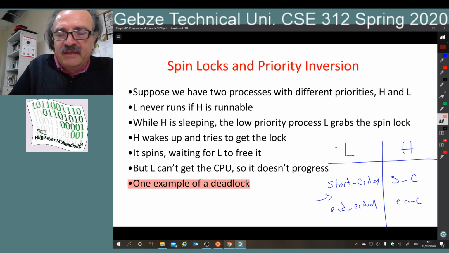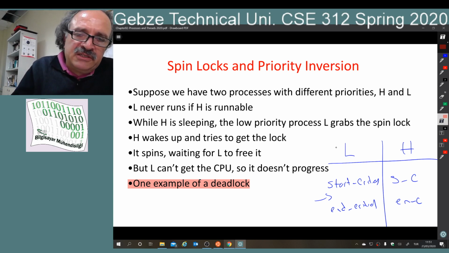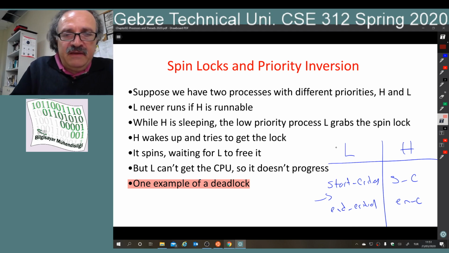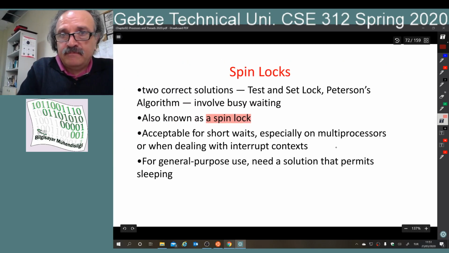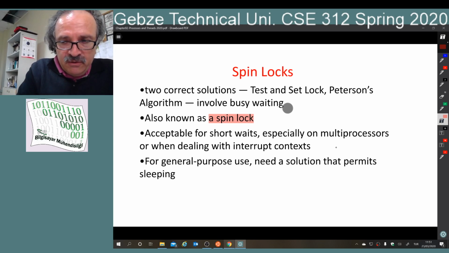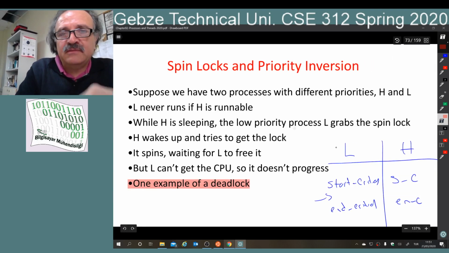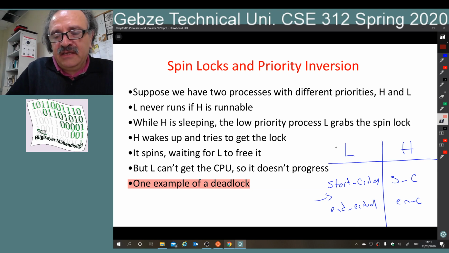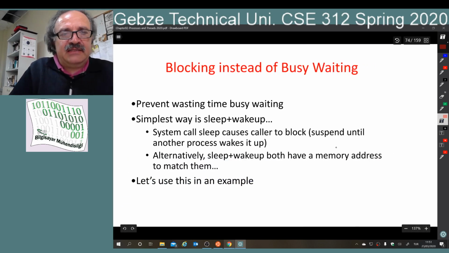Eventually, I will get the lock, but there is no way it is going to get the lock because the lock is held by L. Okay, so what I said was spin locks are bad for efficiency. Also, they are bad for these kind of problems. So let's try to find a way to eliminate the spin locks.